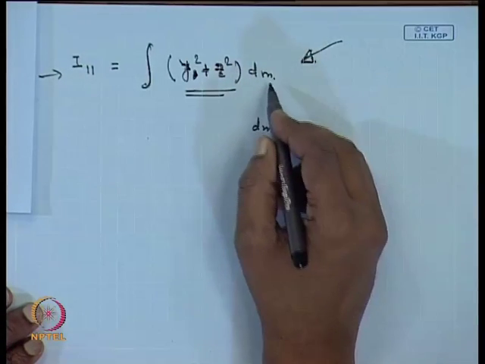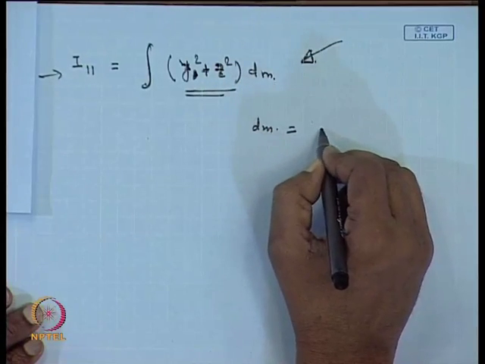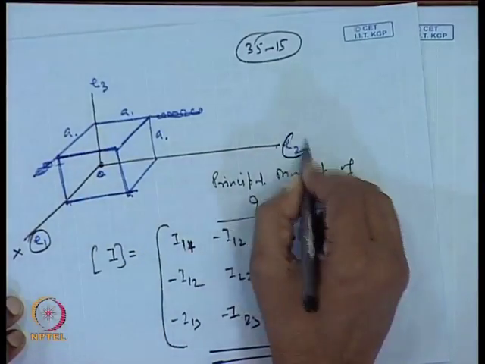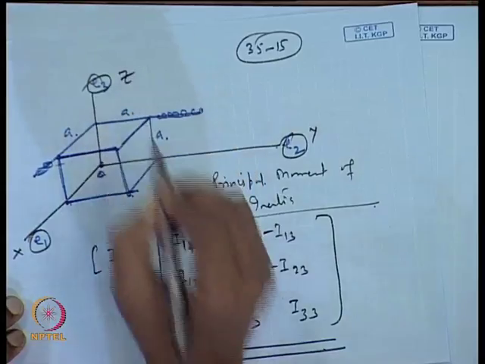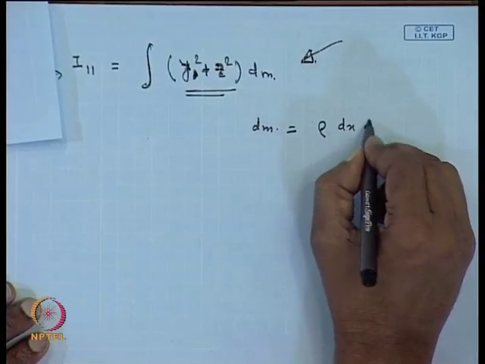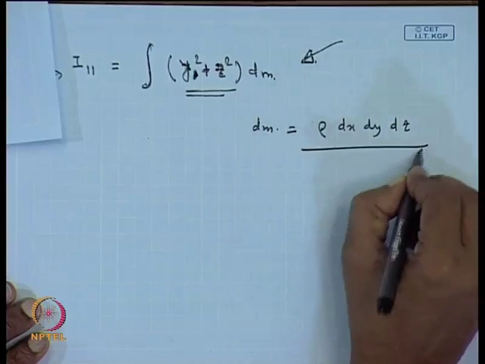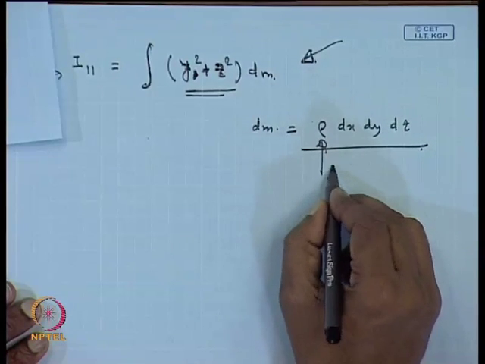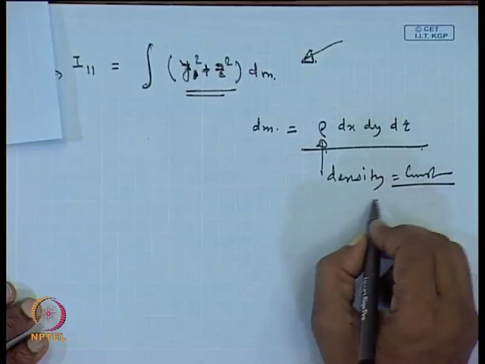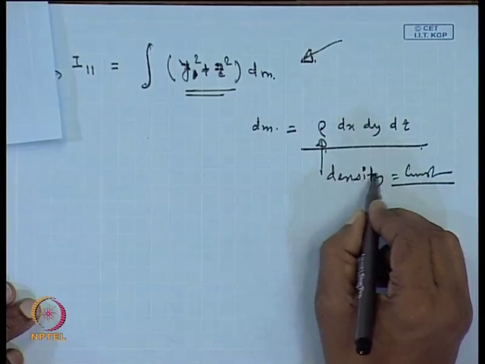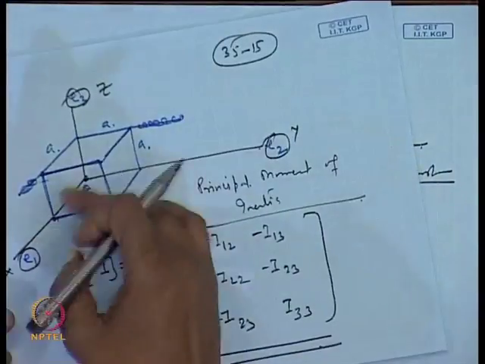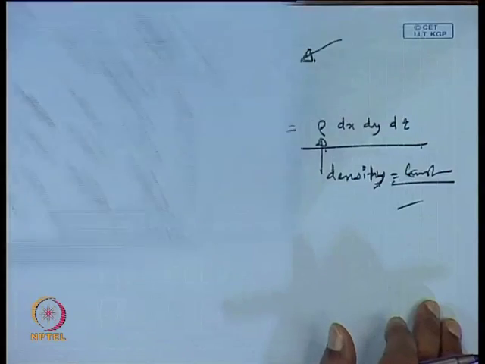So, d m can be written along the three different axes. We have E 1, or here let us say we write this as x, y and this as the z. Okay. So, d m you can write as rho times d x, d y and d z, where this quantity is the density and this is a constant, means it is a uniform density material you are taking. So, it is not varying along the three axes, rho is constant throughout.